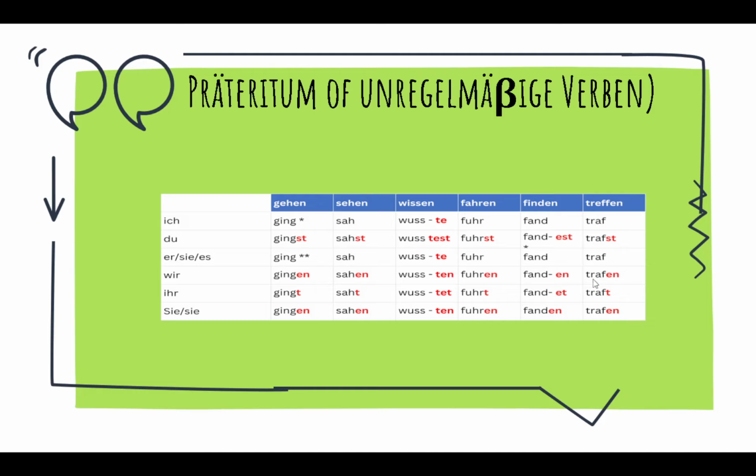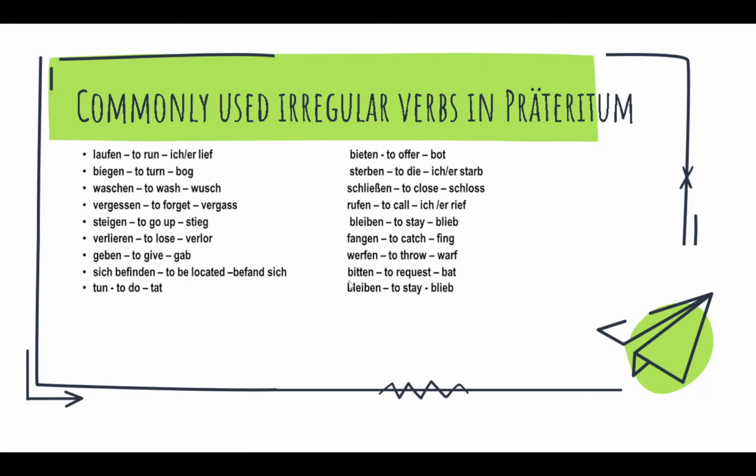So in all these verbs, if you've noticed, the first person and the third person conjugation are same. And even for wir and sie, the conjugation is same. So if you know the first person, it is very easy for you to do the rest of the conjugation.